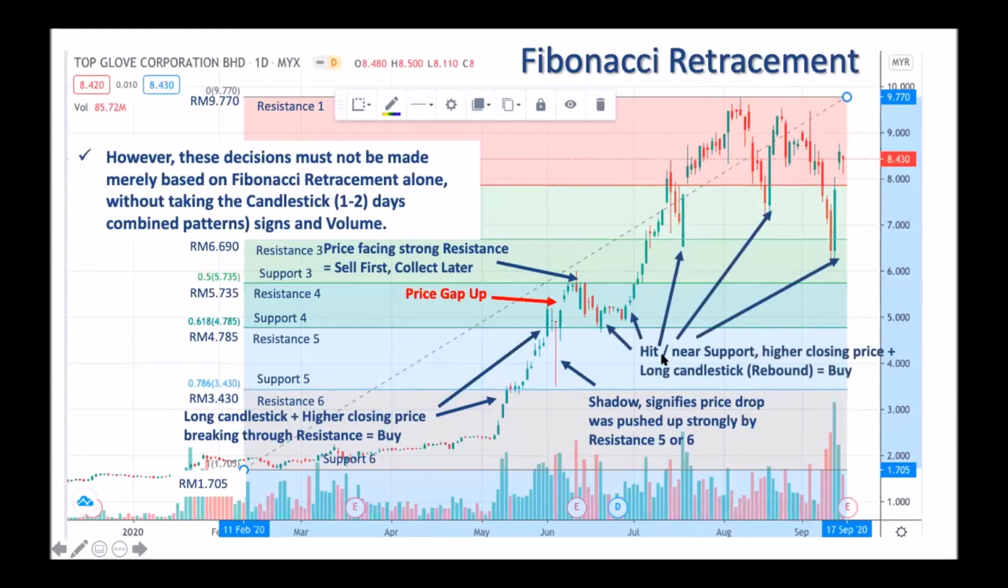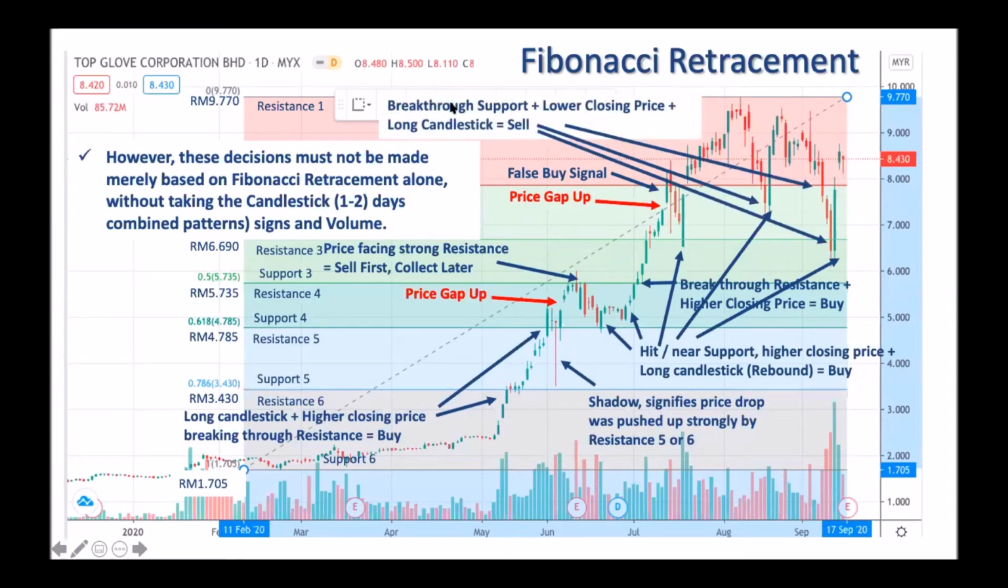Here it hits near the support. Higher closing price, long candlestick, I mean it rebounds. It comes down, it rebounds, it comes down, it rebounds. It's a very strong support here. So it's time to buy at this point. This one is a general breakthrough. You can see all the green goes through. Of course, it's a positive sign. There's a price gap out here, so they possibly give you a false buying signal. You buy here, it drops, possibly because the price gap loses the momentum.